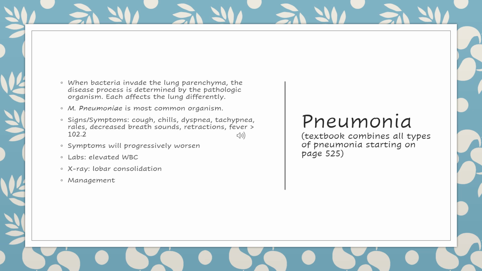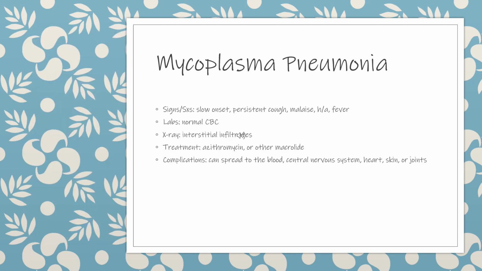If they're 3 months to 18 years of age, you want to do some Amoxil 90 milligrams per kilogram per day, divided in twice-a-day dosing for 10 days. If it's community-acquired C pneumonia or M pneumonia, you want to use Zithromax 10 milligrams per kilogram per day once a day on day 1, and then 5 milligrams per kilogram per day for 4 days.